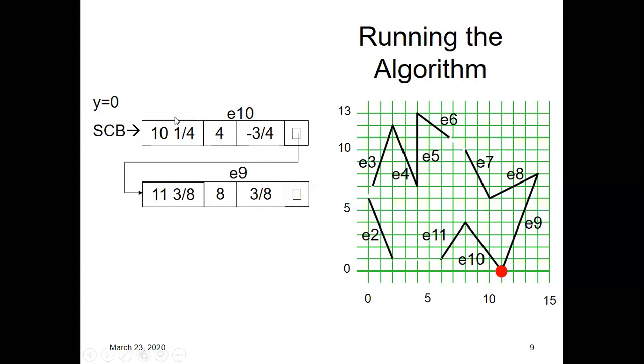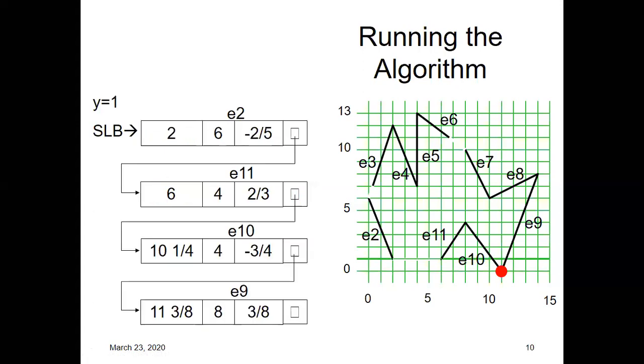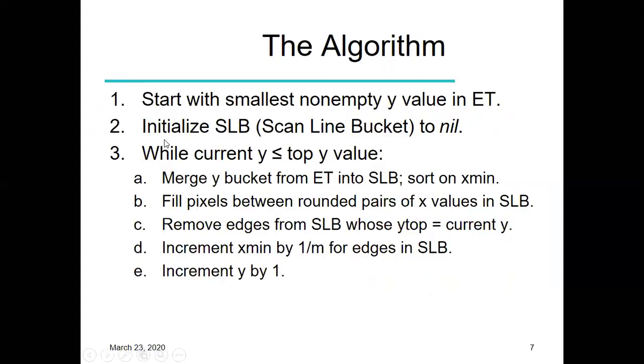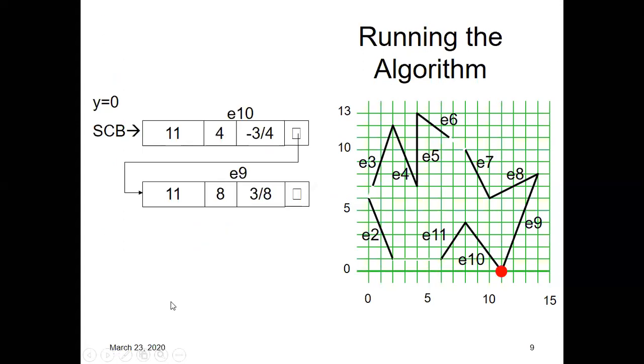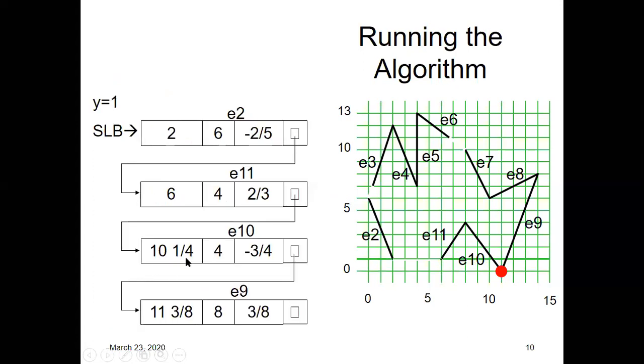So this is the updated edge of E10. This is the updated edge of E9. So E10, E9 are updated. Now if you go to the next scan row, we have E2, E11, E10, E9. Copy paste from this slide, that is, E2 and E11. And for E10, E9, you need to take the updated edges: 10 1 by 4, 11 3 by 8.